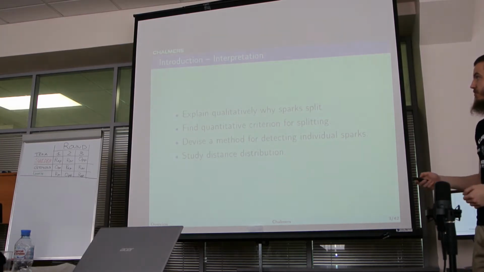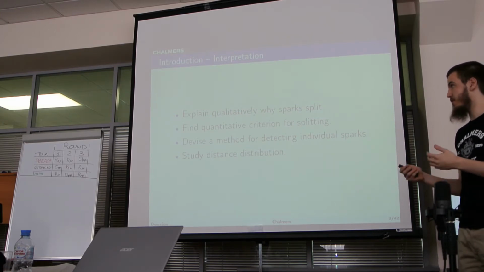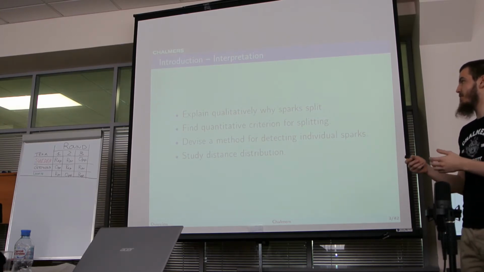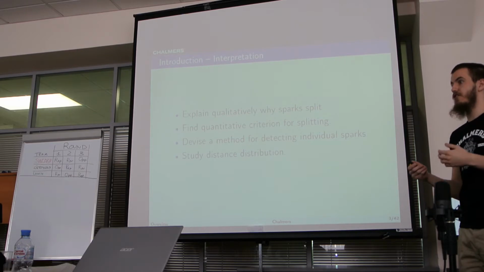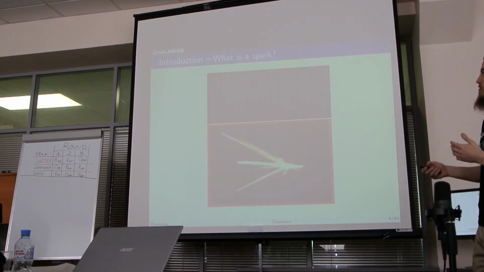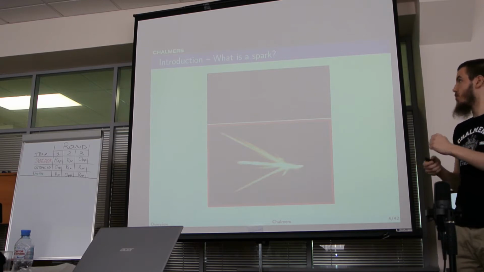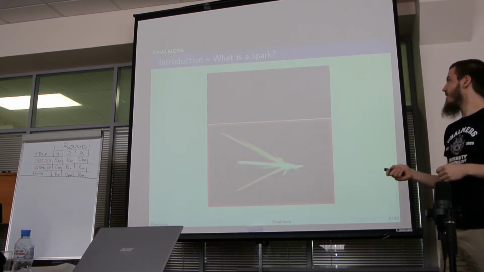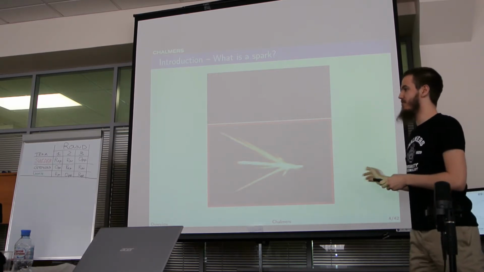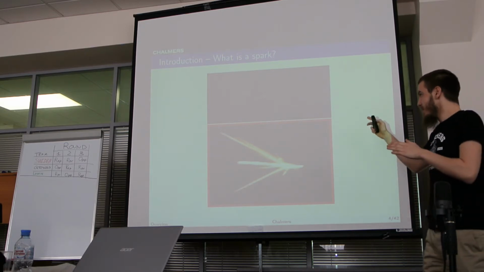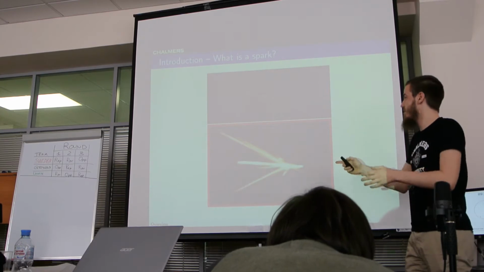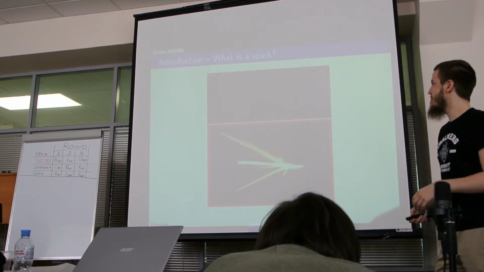So my interpretation of this is to explain qualitatively why the sparks split, then find a quantitative criterion for splitting, devise a method for detecting individual sparks, and then to study the distance distribution. Now, what is a spark? A spark is a tiny piece of metal that has been sent off by the grinder from the workpiece and is traveling through the air. And as we see here in the image, which looks better on another projector, they light up, and I have zoomed in here, you can see they explode and they split into multiple parts.